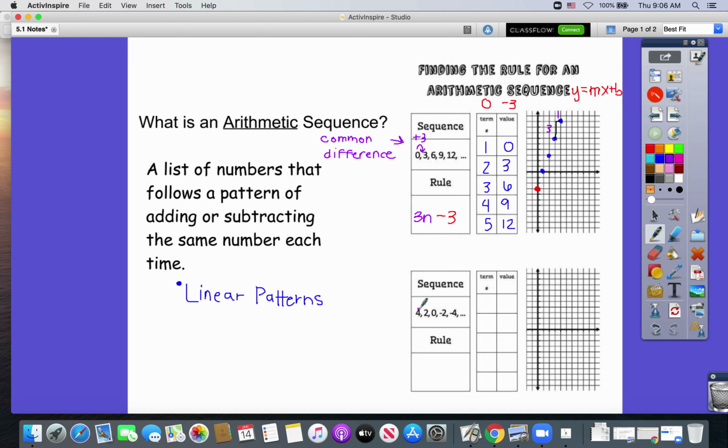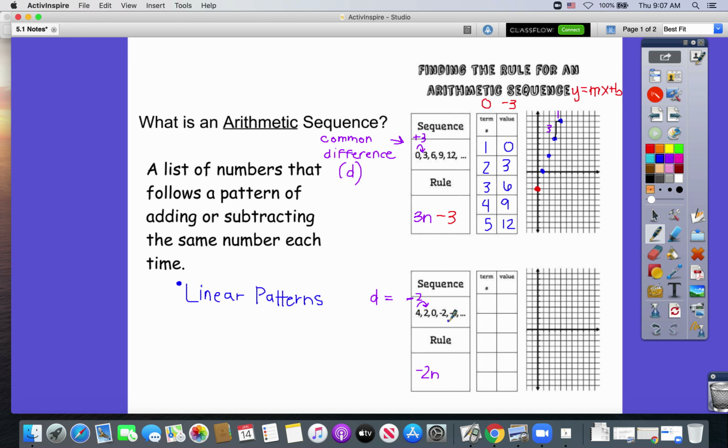So example 2, if we go down to this one, this time we are going from 4 to 2 to 0 to -2 to -4. So we can think of this as subtracting 2 every single time, or adding -2. But in this case, our common difference, which we abbreviate with a D, is -2. So that's going to be the first part of our rule, -2n. And then we'll fill out our table.